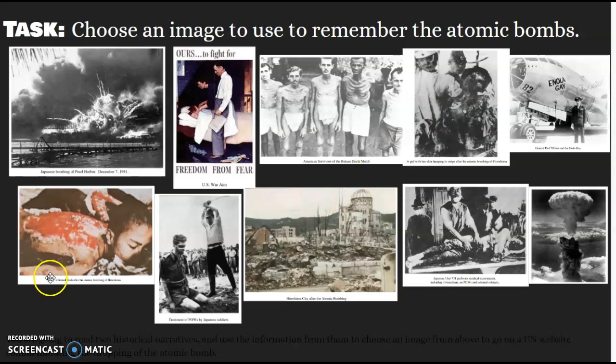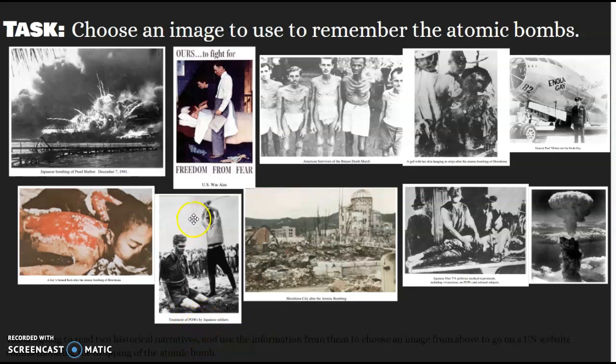This one here, a boy's burned flesh after the atomic bombing of Hiroshima. This obviously, just again, kind of like the image over here, shows just the horrific nature of the effects of the atomic bomb, particularly on children, which I think, nobody wants to suffer, but when you see children suffering, it makes it a lot more personal, a lot worse.